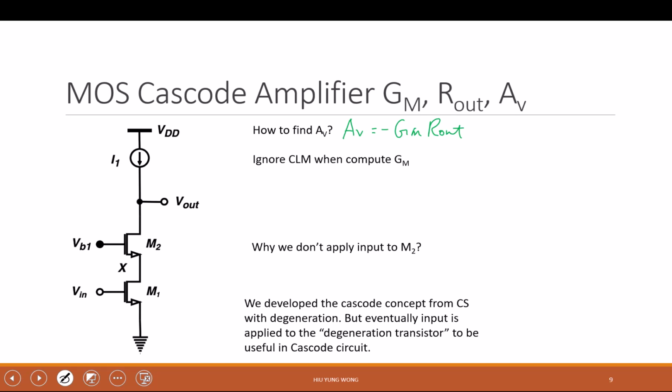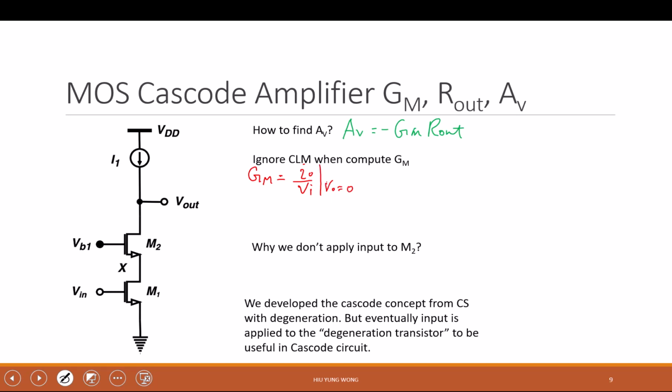Let's find the GM first. This is a little bit difficult. What is the definition of GM? Do you remember? Excellent. Current over voltage. Which current, which voltage? Excellent. Under what condition? Do you still remember? V out is 0, when V out is grounded.